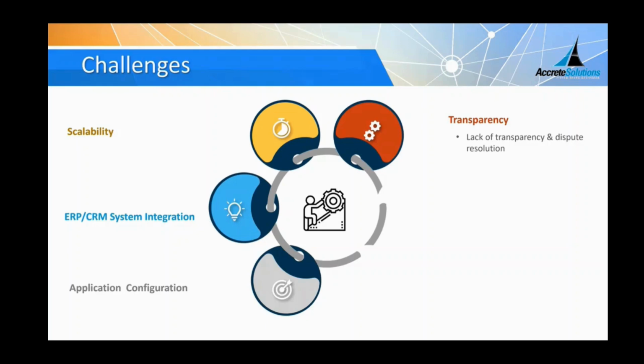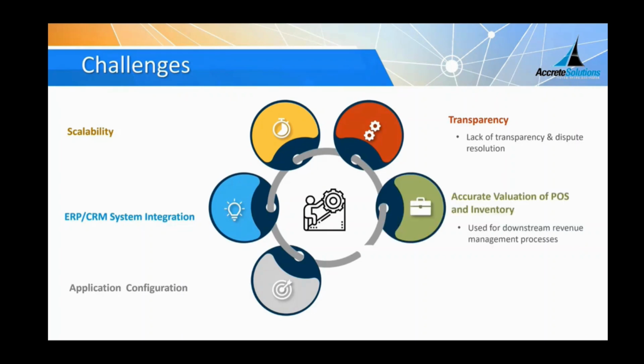Transparency is a big factor, especially if you're selling through channels and you have channel partners participating in, let's say, a rebates program or incentive programs. You want to earn that trust. You want to make sure that your calculations for incentives or rebates are something you can share with them so that they have confidence in the calculations and the payment. So you need to give them complete visibility into their data so that there are no disputes in terms of what they're getting paid. And accurate valuation of POS and inventory.